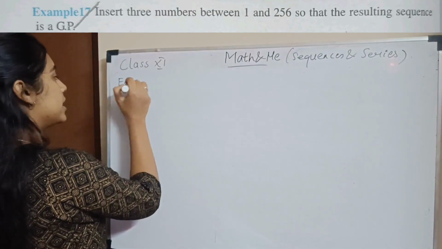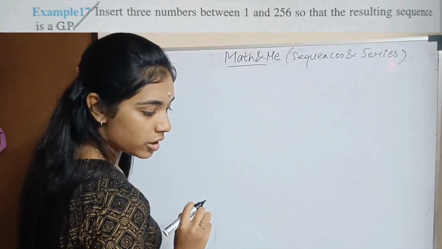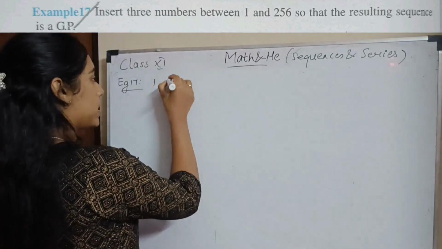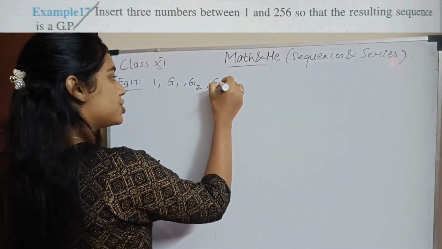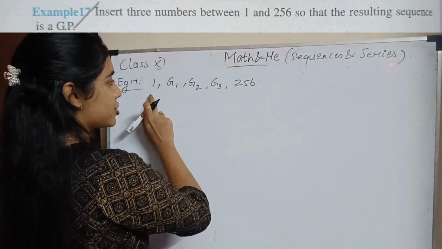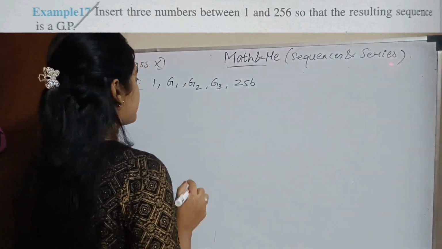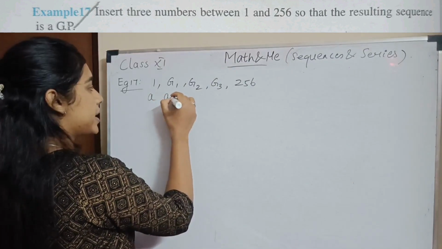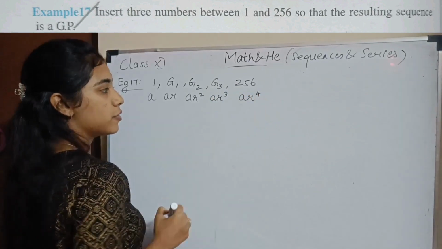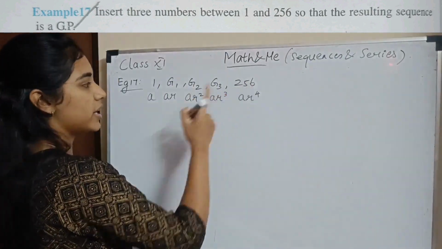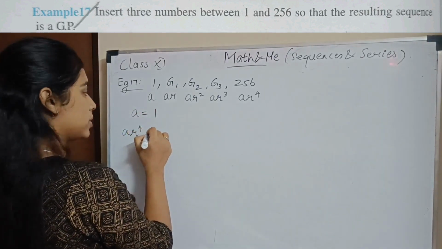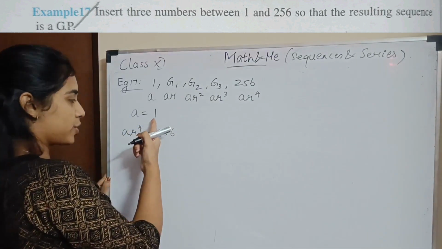Example 17. Insert three numbers between 1 and 256, resulting in a GP, that is, geometric means. So you have 1, G1, G2, G3, 256. You are inserting three numbers between 1 and 256 such that the resulting sequence is a GP. Okay? So what is your A? AR, AR square, AR cube, AR to the power 4. So how many terms do you have? You have 1, 2, 3, 4 and 5 terms. What is your A? 1. What is your AR to the 4? 256.